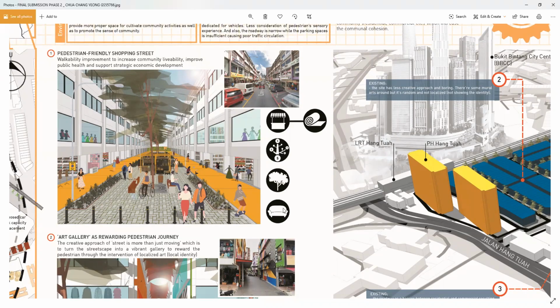The third and the fourth one show the trees and the furniture.